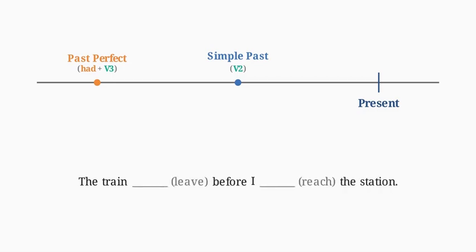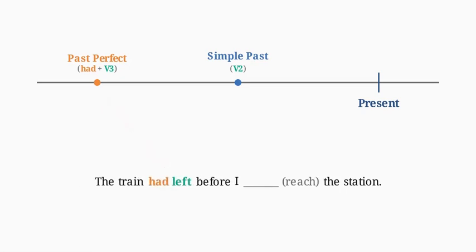Look at this sentence. The train blank leave before I blank reach the station. To fill the blanks, we have to determine the sequence of events. Because the train left first, it receives the past perfect, had left. The arrival happens second, so it receives the simple past, reached.